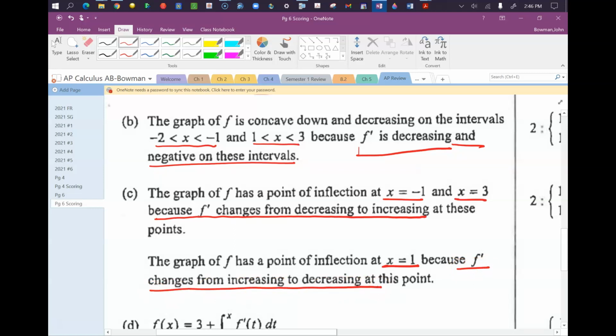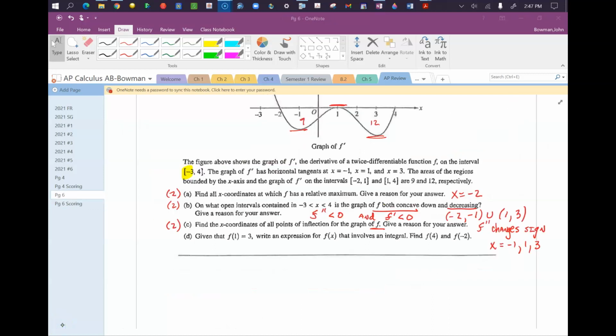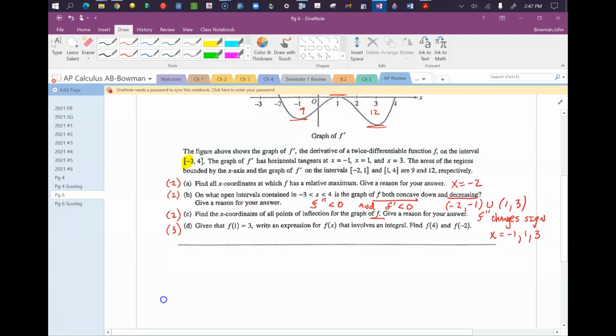Again, we need to explain in terms of the information that we're given, f prime, not f double prime. So you have to relate f double prime being positive or negative to whether or not f prime is increasing or decreasing. And the last part of this question is worth 3 points because we've got 6 accounted for already. And it says, given that f of 1 is equal to 3, write an expression for f of x that involves an integral. Find f of 4 and f of -2.